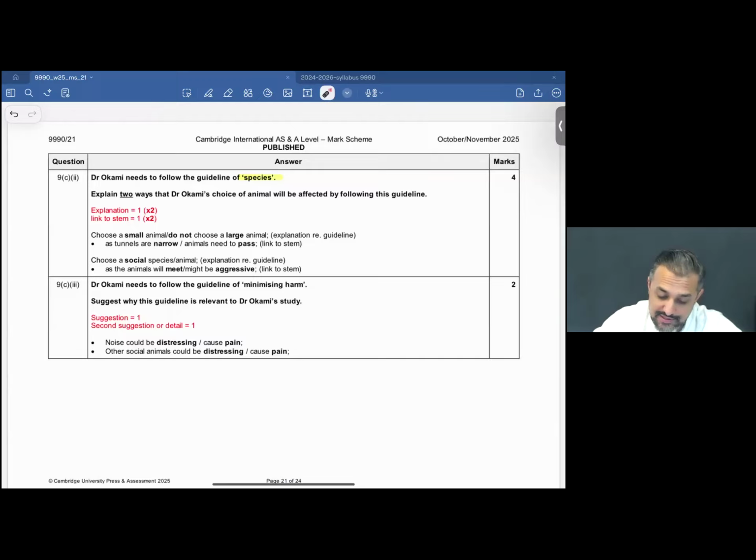Okay, let me read this and then I'll say what I had to. Explain 2 ways that Dr. Okami's choice of animal will be affected by following this guideline. Choose a small animal. Do not choose a large animal. Explanation, the guideline that you're referring to over here is species. As tunnels are narrow.